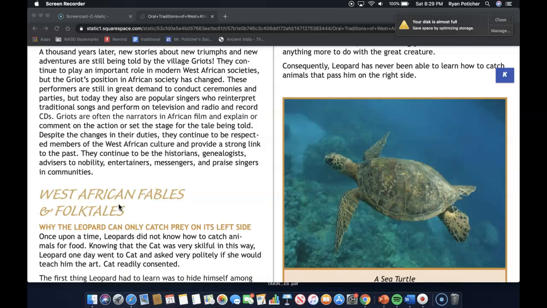Griots are often the narrators in African film and explain or comment on the action or set the stage for the tale being told. But despite the changes in their duties, they continue to be respected members of West African culture and provide a strong link to the past. They continue to be historians, genealogists, advisors to nobility, entertainers, messengers, and praise singers in communities.